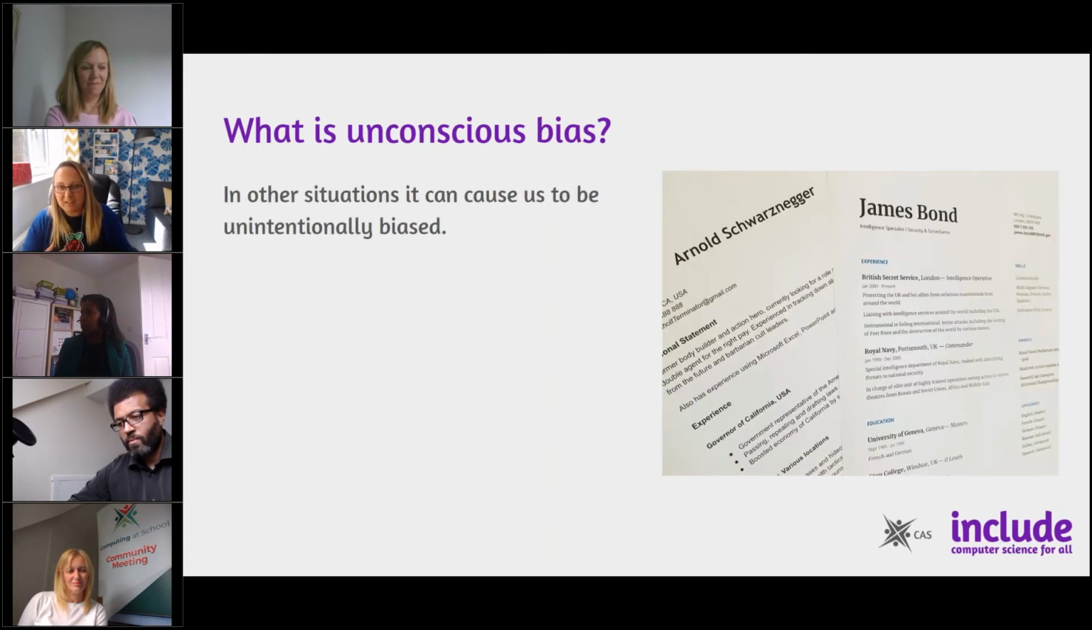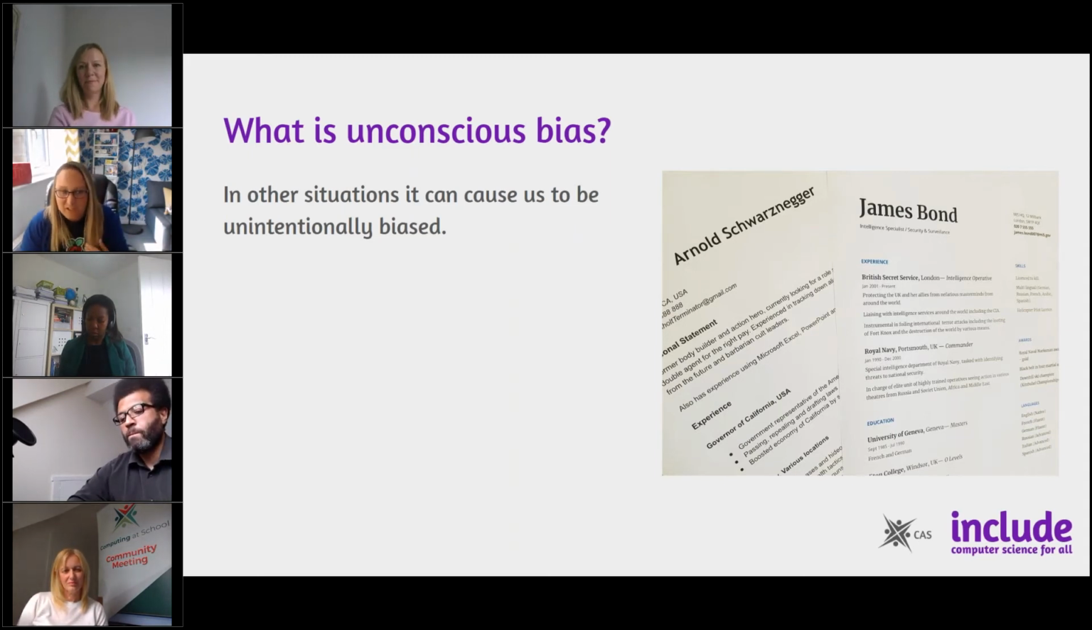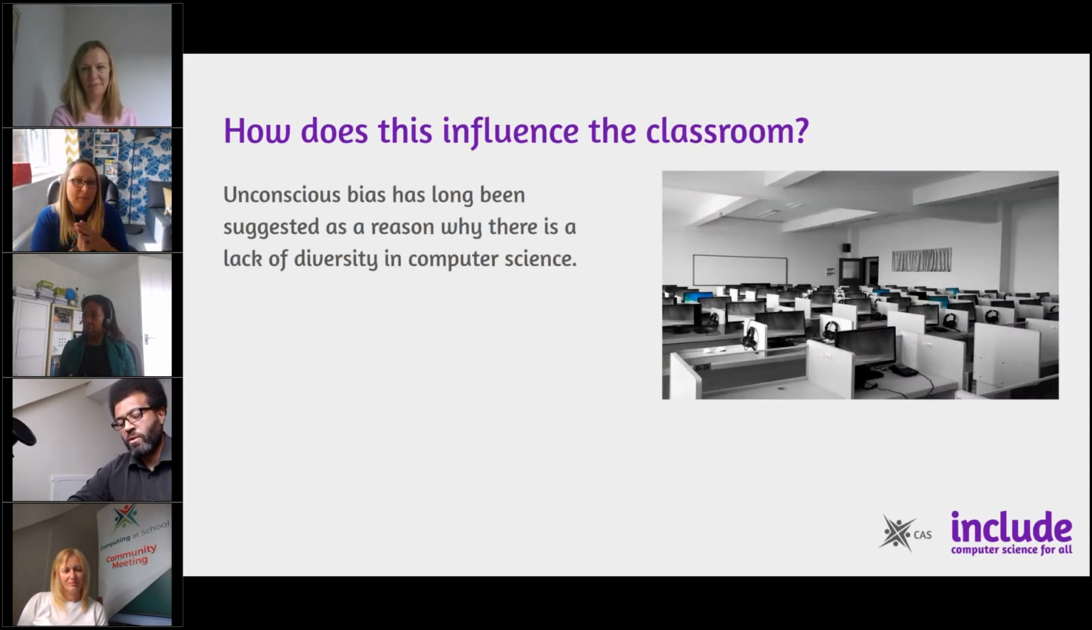But actually our unconscious mind is great in those situations, but in other situations when we're not really paying attention, we can make quick decisions and judgments about things. One example is CVs. If you've got a big pile of CVs for a job and you're trying to quickly filter through them, your unconscious mind can kick in, and those biases can kick in, and you can make quick decisions which can unintentionally exclude people from certain groups. So in that situation, it's not good.